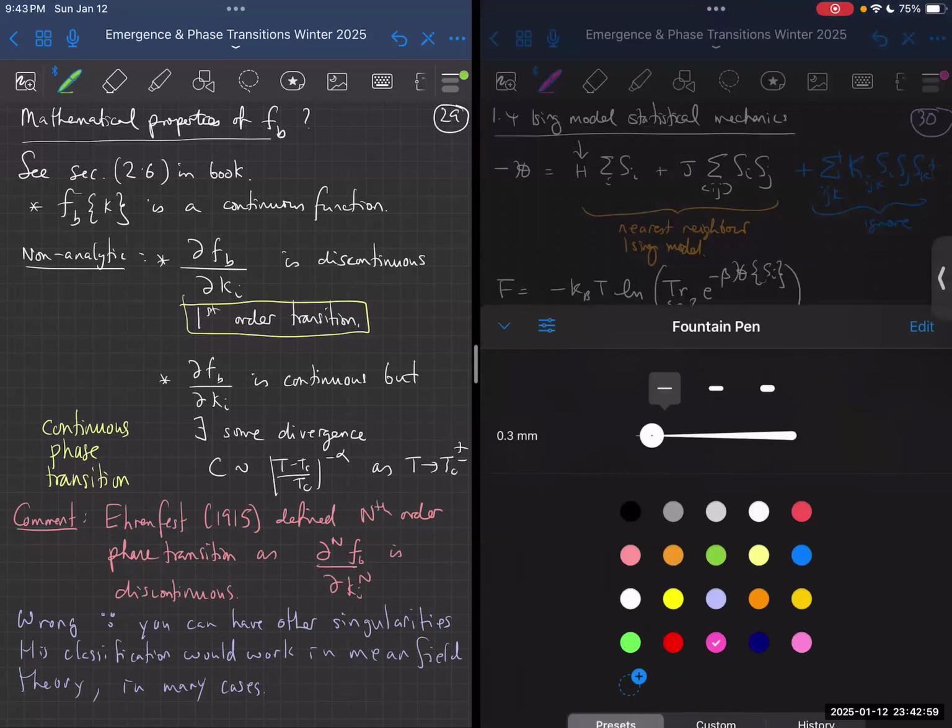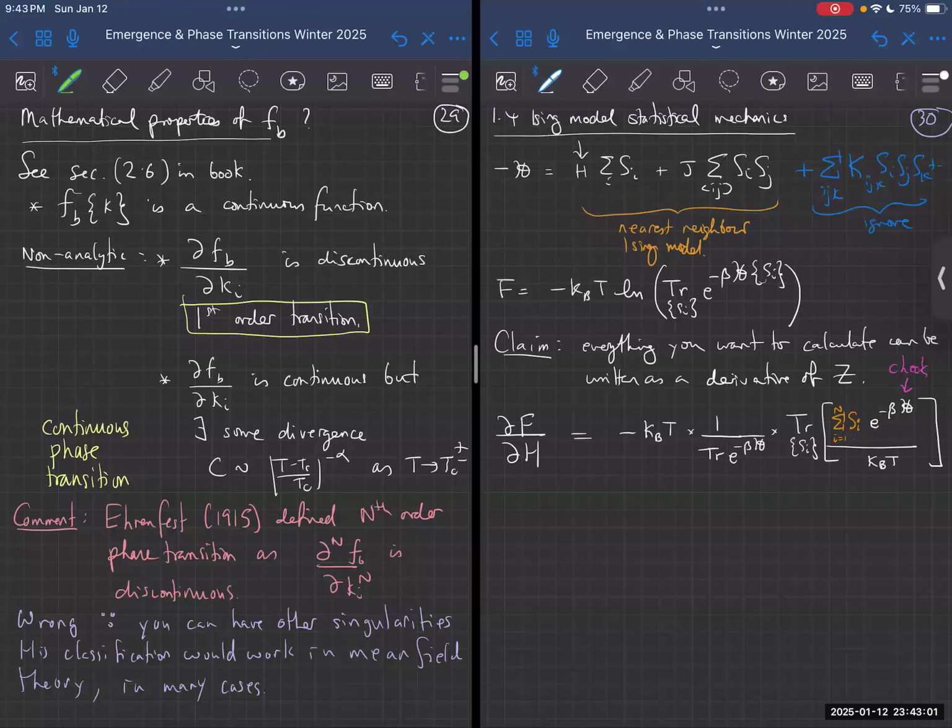Okay, it shouldn't take you very long, but make sure you can check that you can do that. And now you can see that the factors of kT cancel out, and then what you end up with now is minus the trace of the sum over i of Si, e to the minus beta H, divided by trace e to the minus beta H.